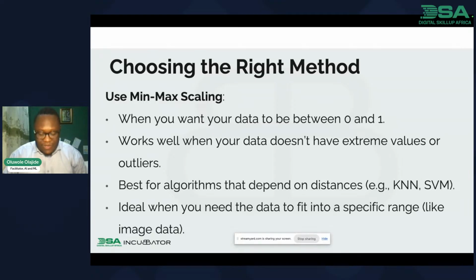When you hear the word algorithms, we are talking about your models also. These are models. Then it's ideal when you need the data to fit into a specific range. You can see it like image data. So you know that your min-max scaling is your normalization. Like I said, it's always good for your image data set.